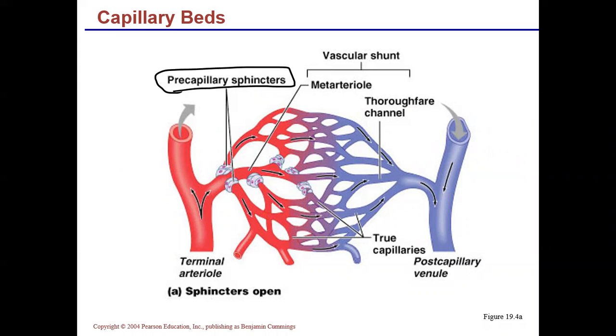Due to the need of the body. So these precapillary sphincters right now are open. So you could see blood is flowing from the arterioles right here. These are arterioles and these are capillaries. As they're coming in, they can go this way, this way, this way, all kinds of places.